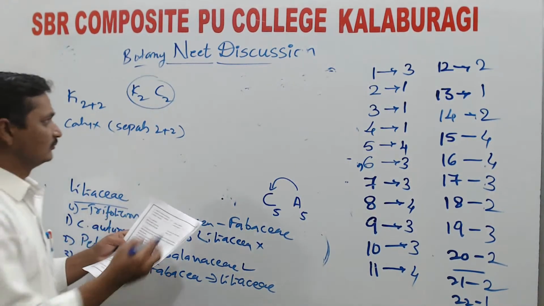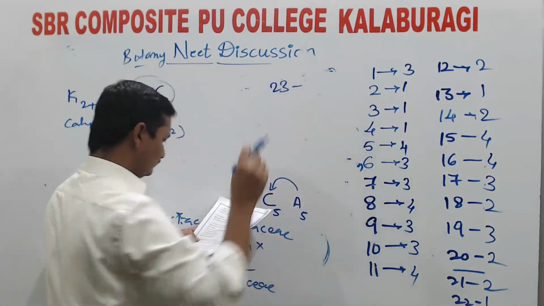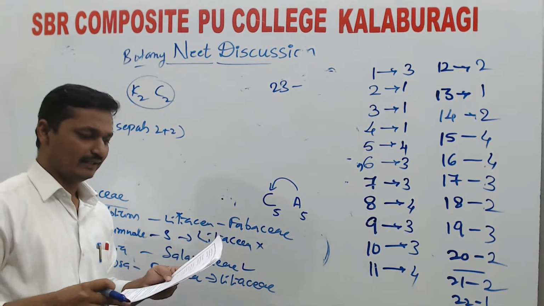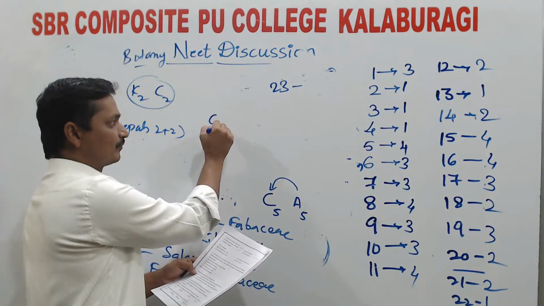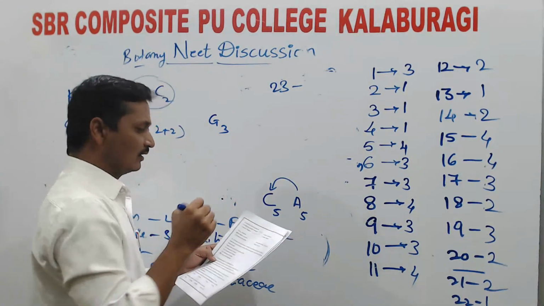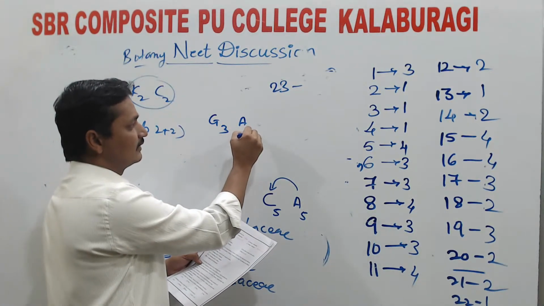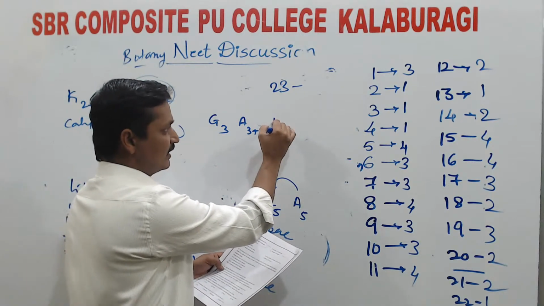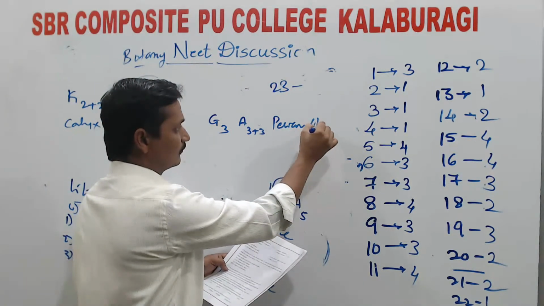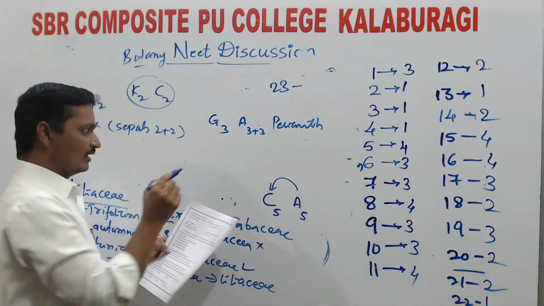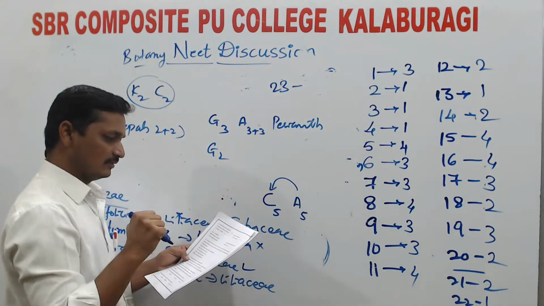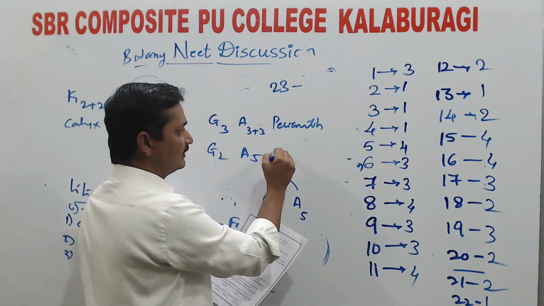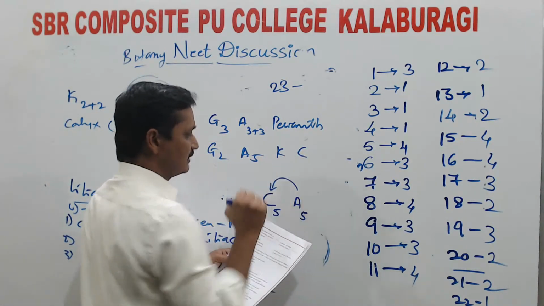Question number 23. Two flowers are observed here. In flower A, we are finding 3 carpels, 6 stamens. Sepals and petals are not distinct, means they are having a perianth. In flower B, there are 2 carpels, 5 stamens, and distinct sepals and petals.